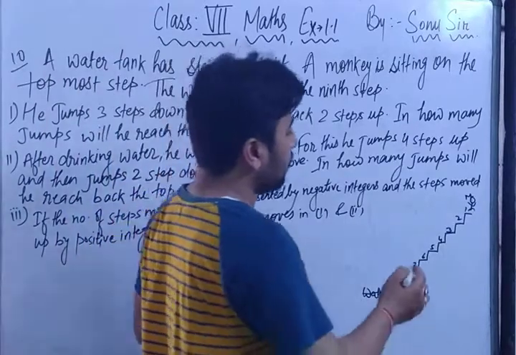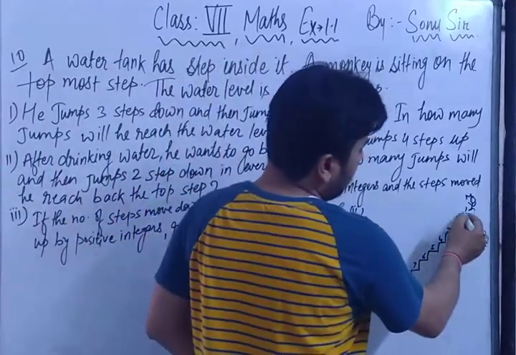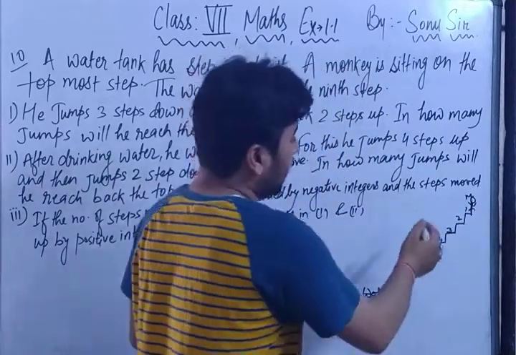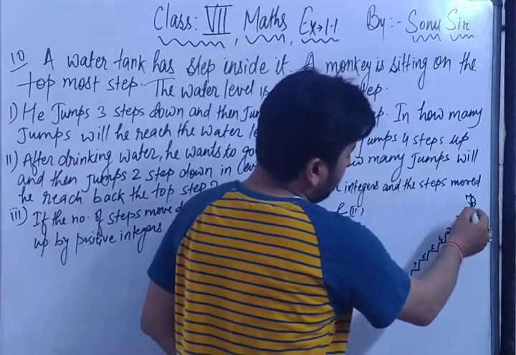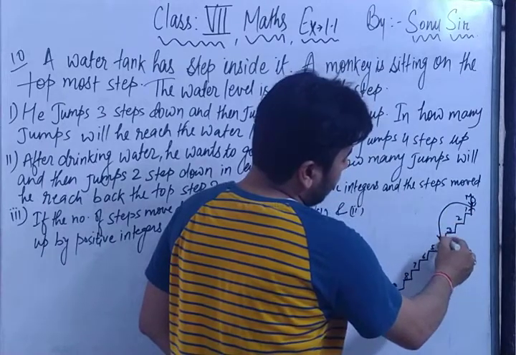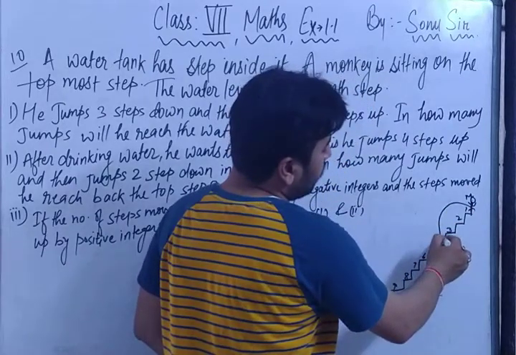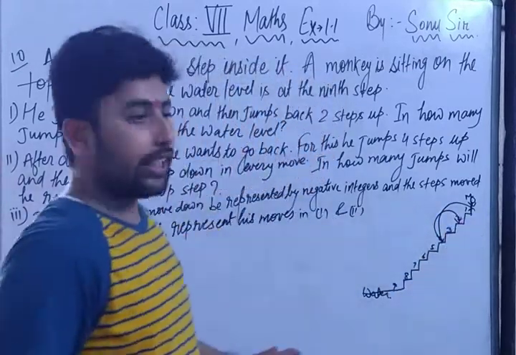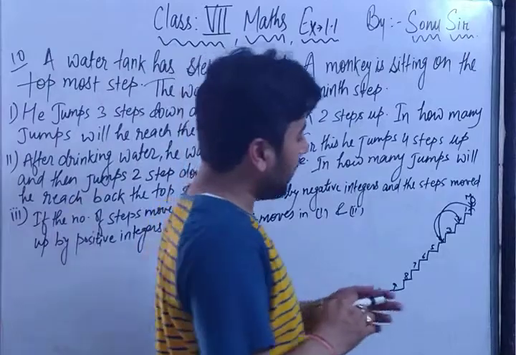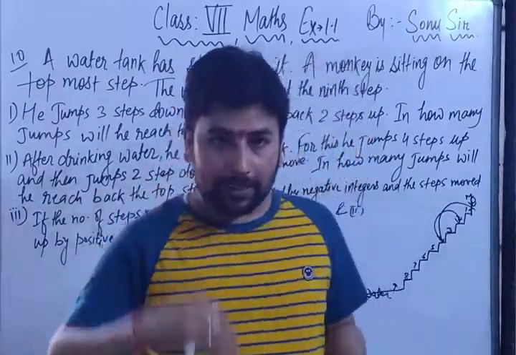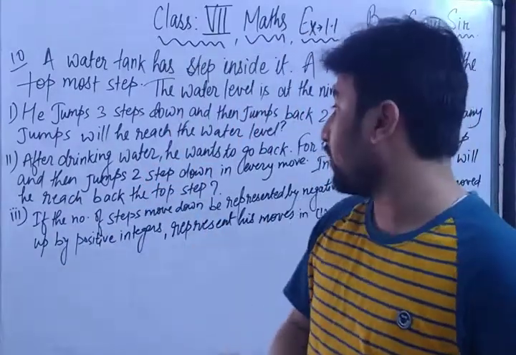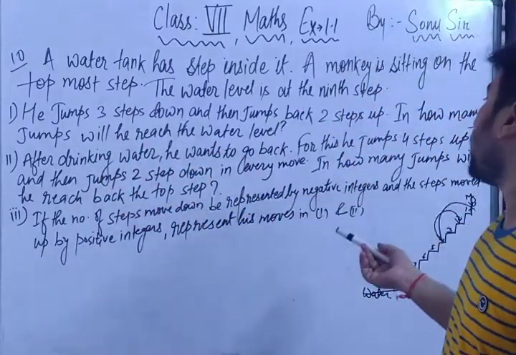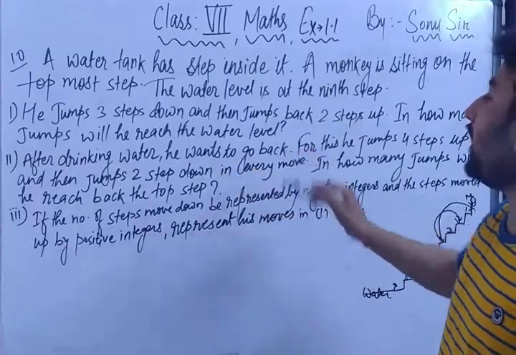First of all, he is jumping 3 steps down. Means here he is on the first step at the top, and on the 9th level water is there. So first he jumps 3 steps down and then 2 steps up. So he goes here. Okay. Means in one time he is coming again: 3 steps down, 2 steps up. First, read the question: he jumps 3 steps down and then he jumps back 2 steps. In how many jumps will he reach the water level?